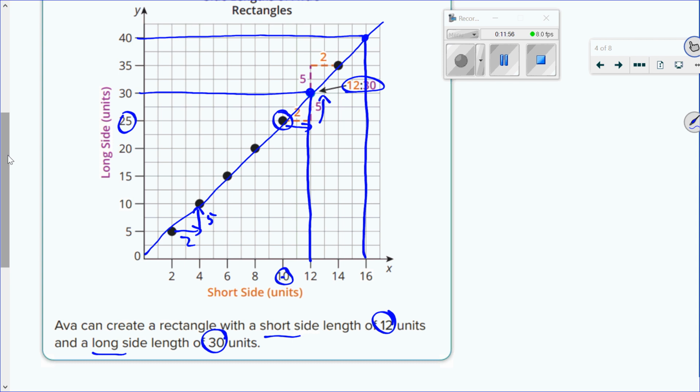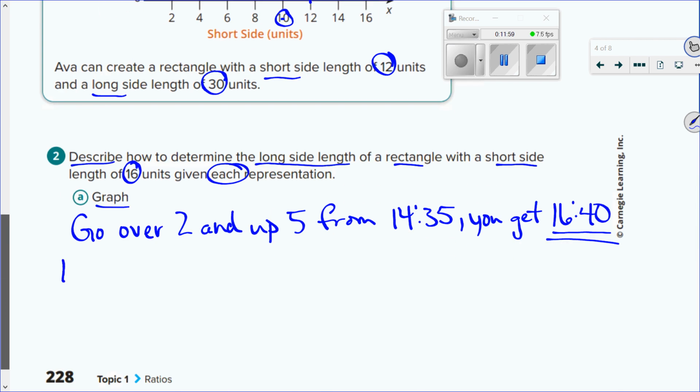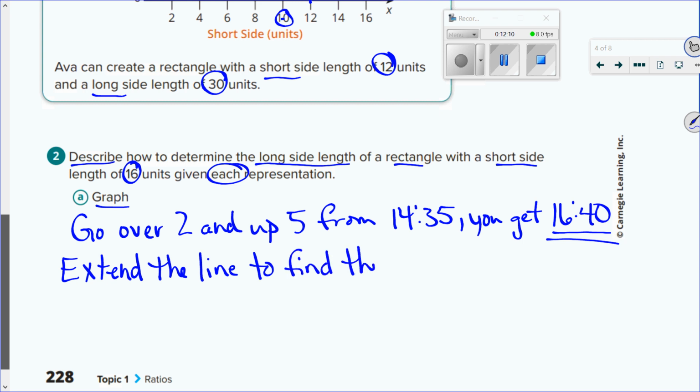Okay, so our second option was extend the line to find the point (16,40), which you can then turn into that ratio of 16:40. So either of those options are fully acceptable. I'll give you guys a second to make sure you have both these written down, especially since I see several of you who are not writing in your books right now, Ara.